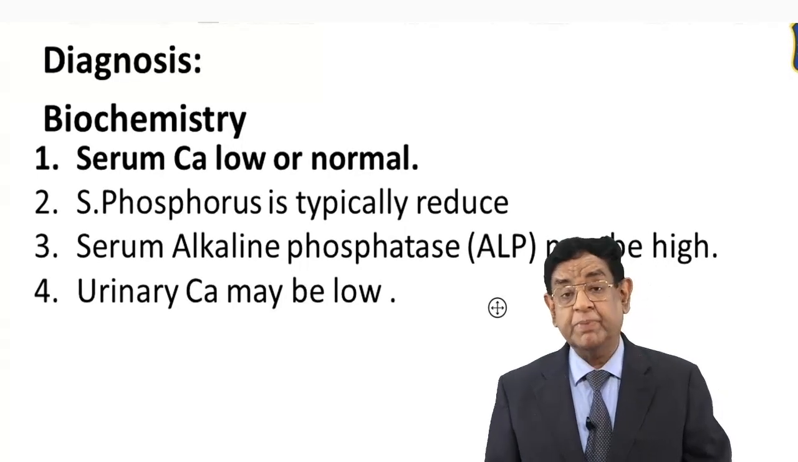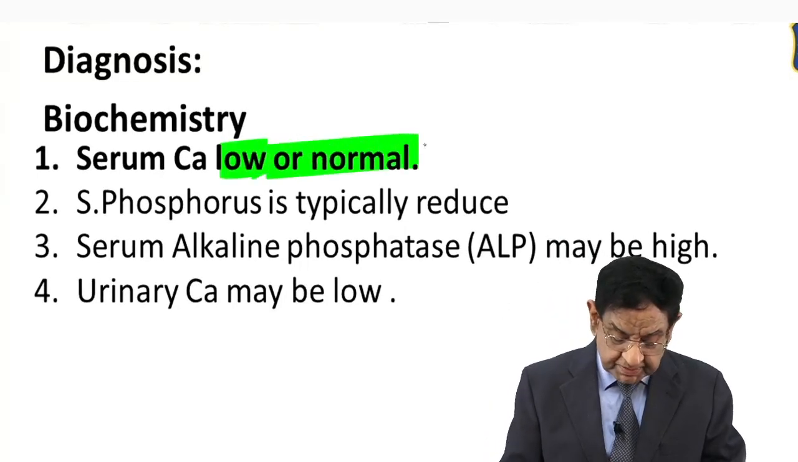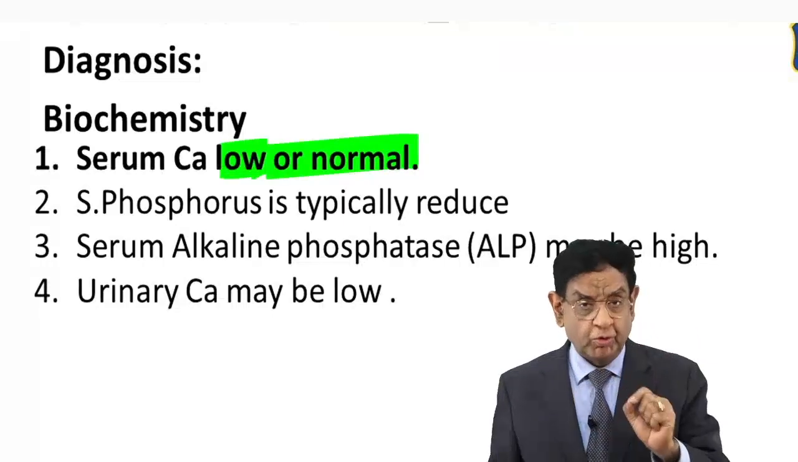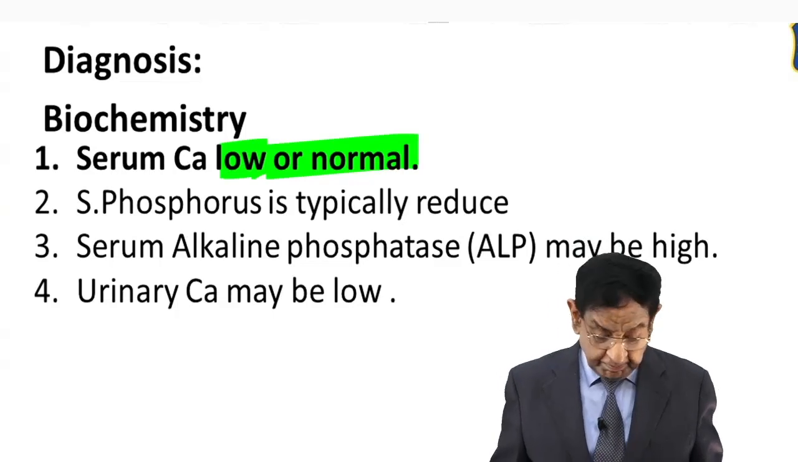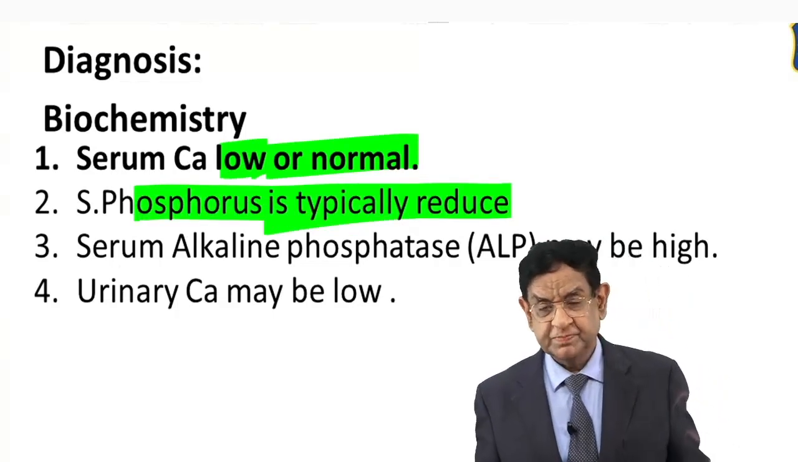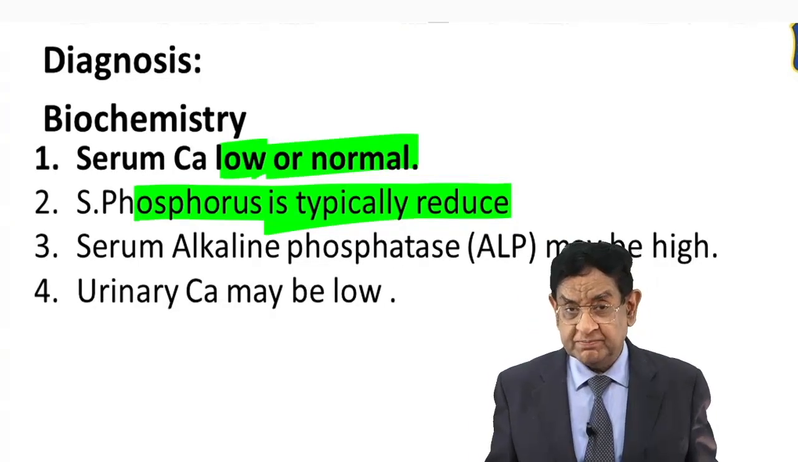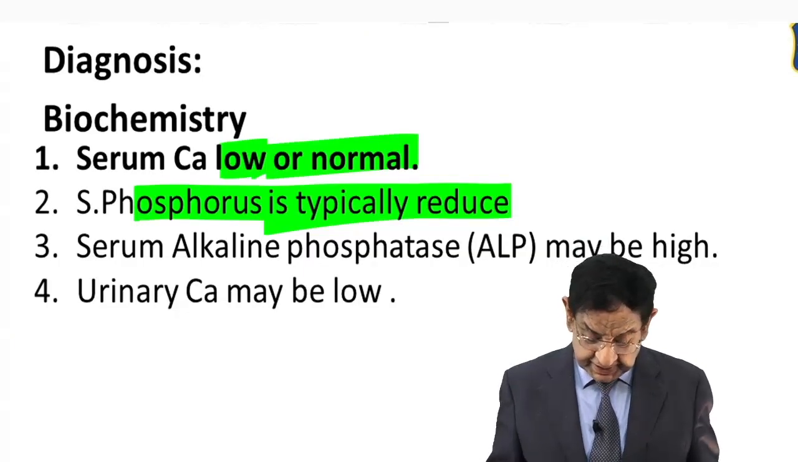Let's talk first about biochemistry. Calcium is low, but sometimes it may be normal. But phosphate is typically reduced in rickets. So low calcium, low phosphate, that leads to rickets.